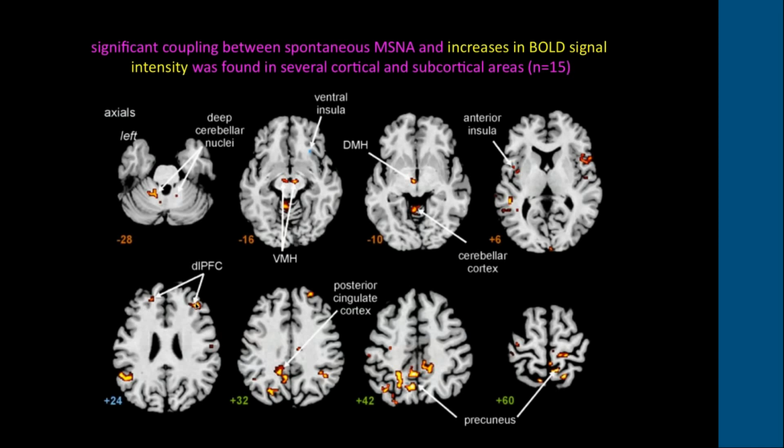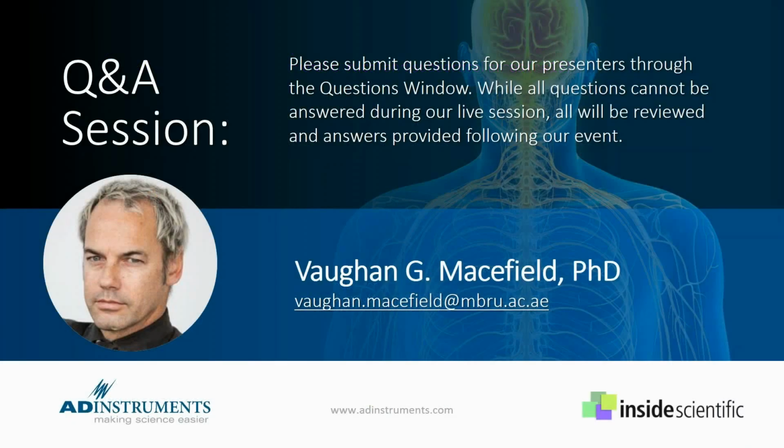There's no region of interest here. So these are just temporally coupled to the spontaneous burst of MSNA. Therefore, they are likely to be contributing to the bursts of muscle sympathetic nerve activity.